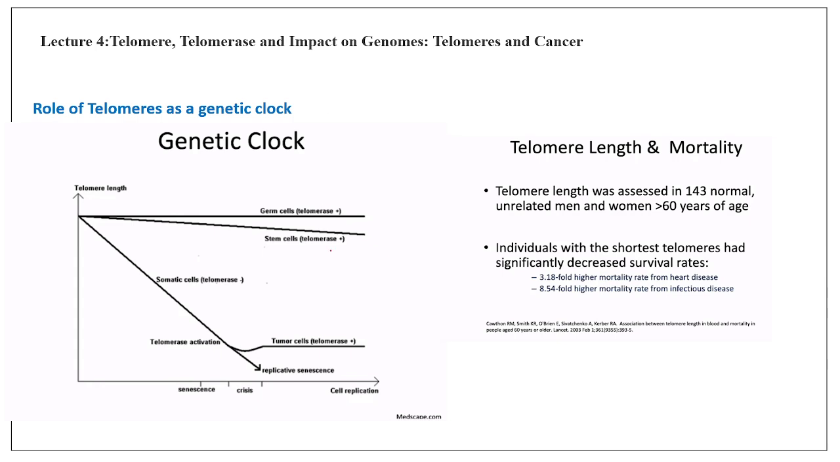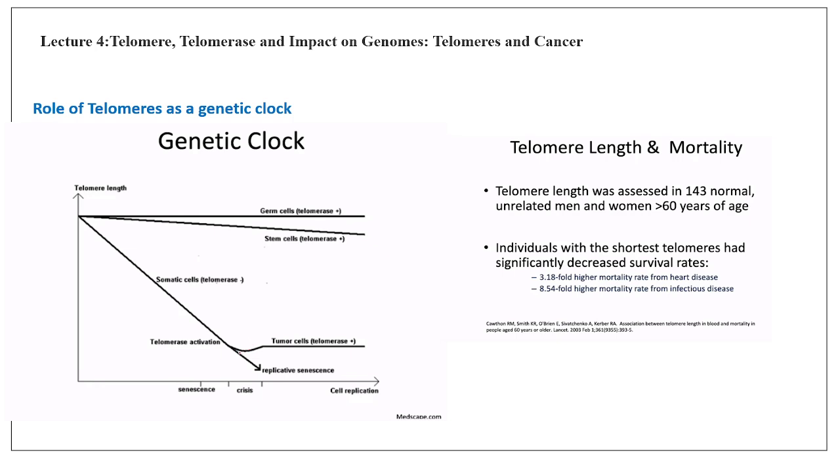See here, this is the telomere length and this is the cell replication. You see that in the germ layers and the stem cells, even though cell replication is happening, there is not much decrease in the length of the telomere. Why? Because the telomerase enzyme is very active. Whereas in somatic cells, the telomerase enzyme is not that active, and therefore after each round of cell division, the length of the telomere keeps on reducing.